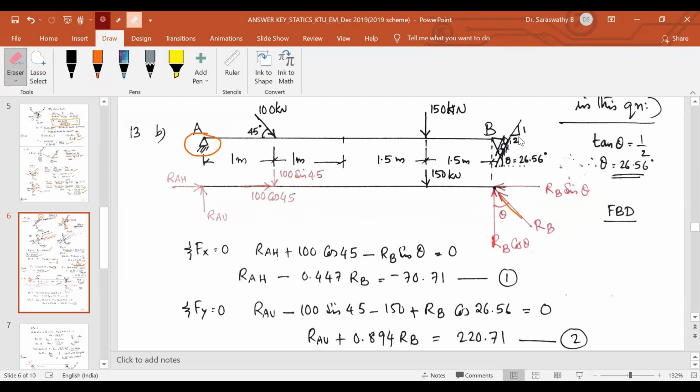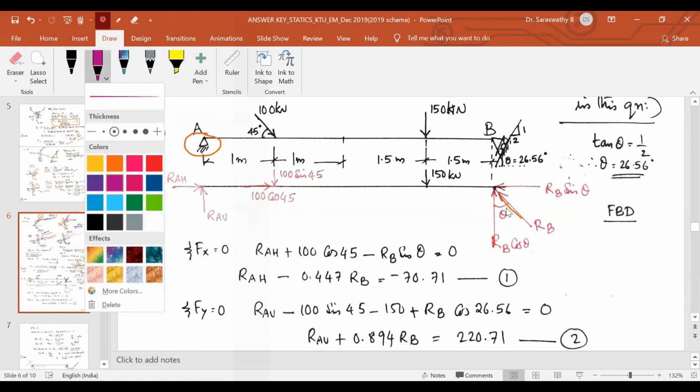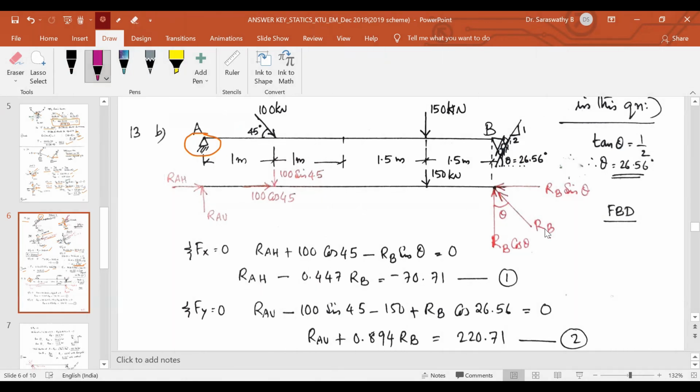It is inclined at 1 by 2. 1 by 2 means tan theta is equal to 1 by 2. Vertical by horizontal. Tan theta equals 1 by 2. From that we get 26.56. It is also given. That is the roller surface makes an angle of 26.56 with horizontal. So the normal reaction, this normal reaction, this is making an angle of, roller makes an angle of 26 with horizontal.